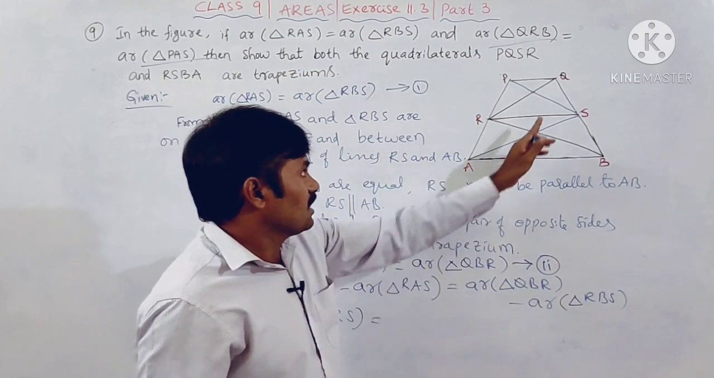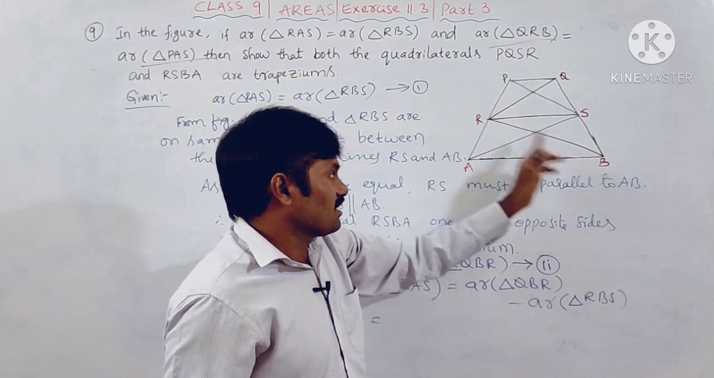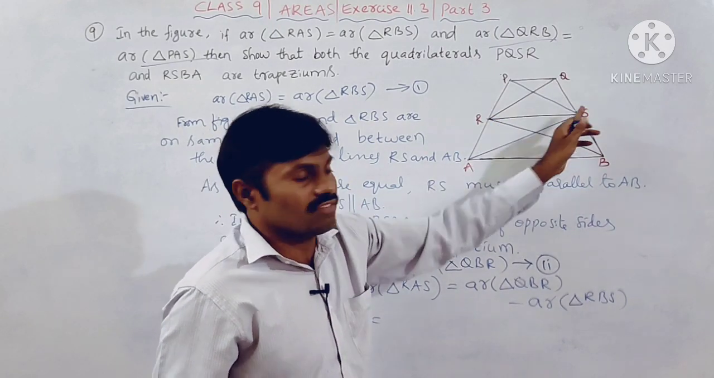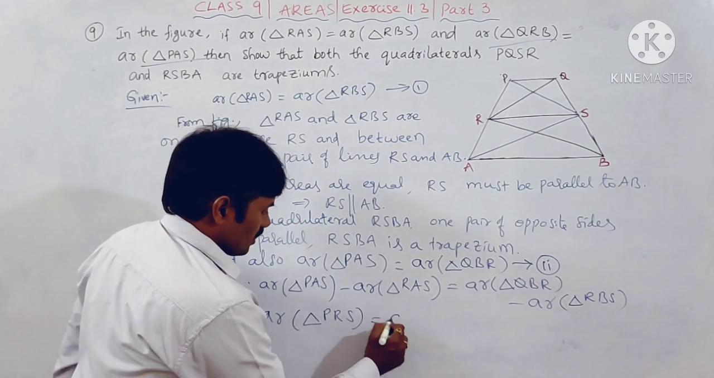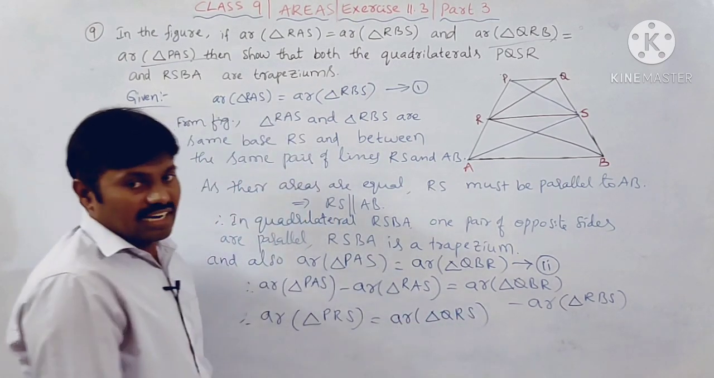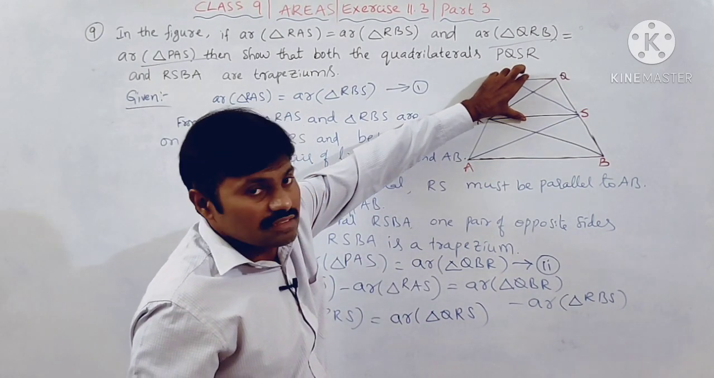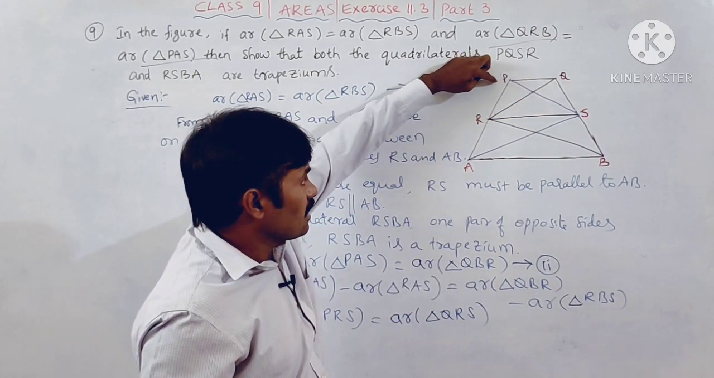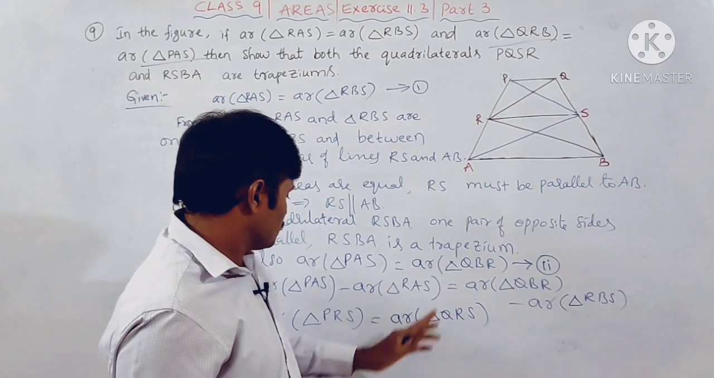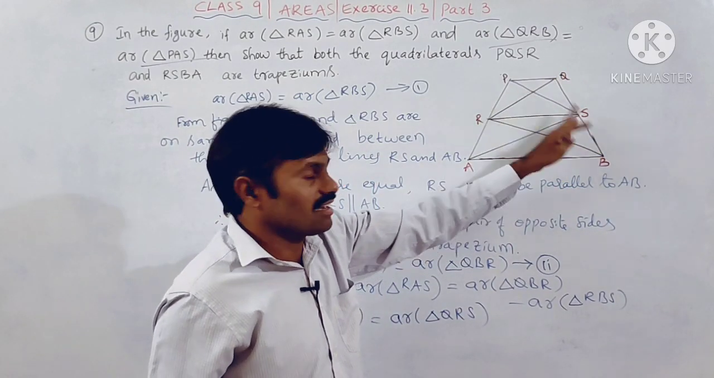And then from triangle QRB, if I subtract RBS, what will be the remaining? QRS will be the remaining. So area of triangle QRS. If you observe in this part here, PRS and QRS are the two triangles of equal area.